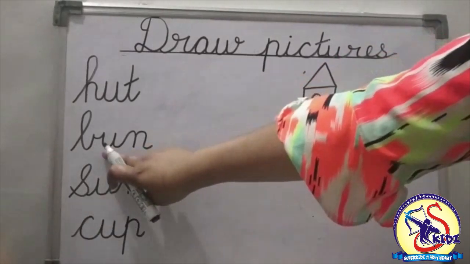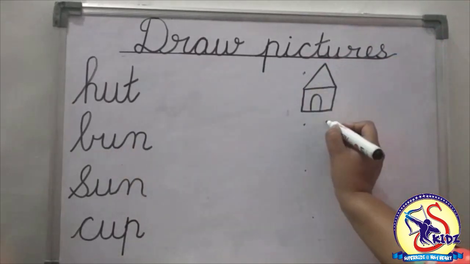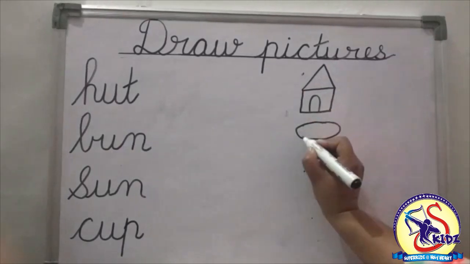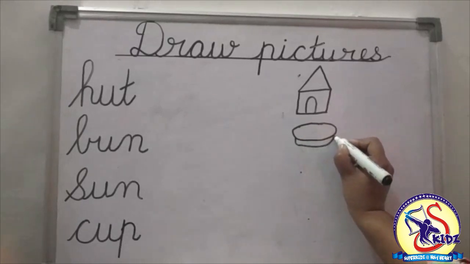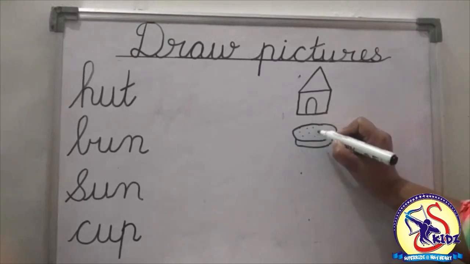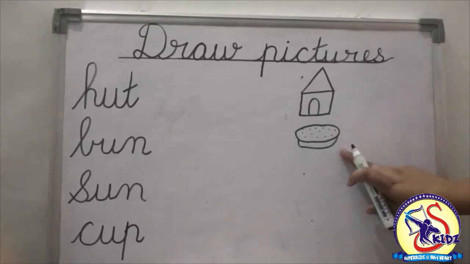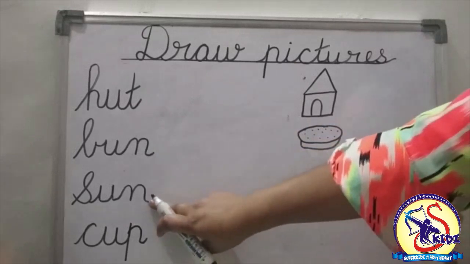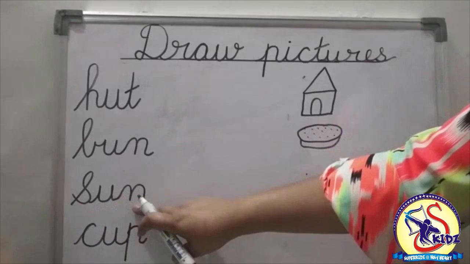Now, see the next word, B-U-N, bun. First of all, we will make an oval. Now, again, we will make a curve. Now, we will draw some dots here. Now, this is a bun. B-U-N, bun. Now, next word is S-U-N, sun.